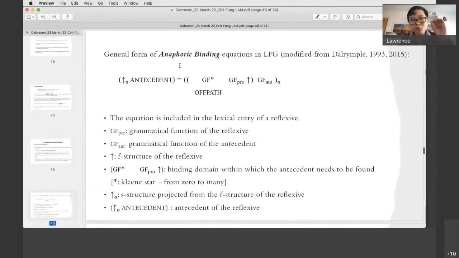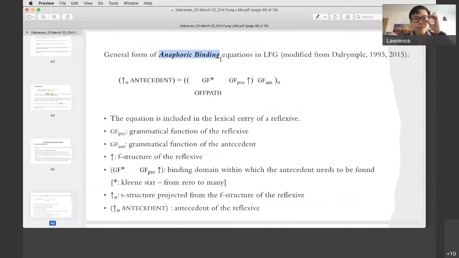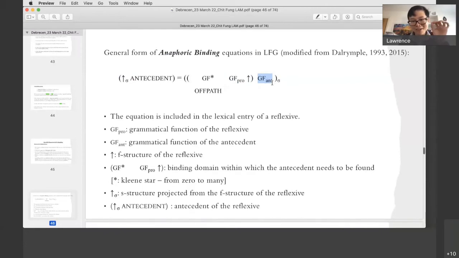So the general form in LFG: there is a general form of a binding equation. Think of it as a type of mathematical equation here. So what does this equation tell us? First of all, we include this equation in the lexical entry of a reflexive. This one refers to the grammatical function of the reflexive, GF pronoun, and this is the grammatical function of an antecedent. I will give you a concrete example very soon. Just bear with me on these terms.